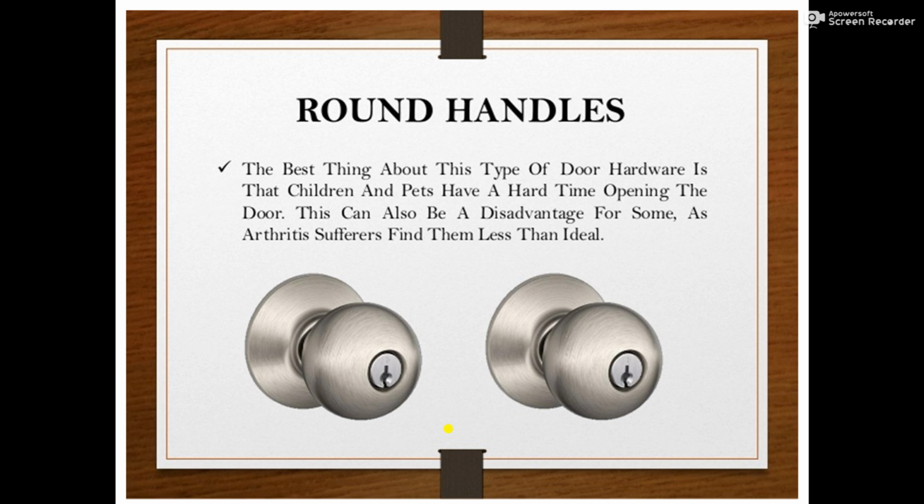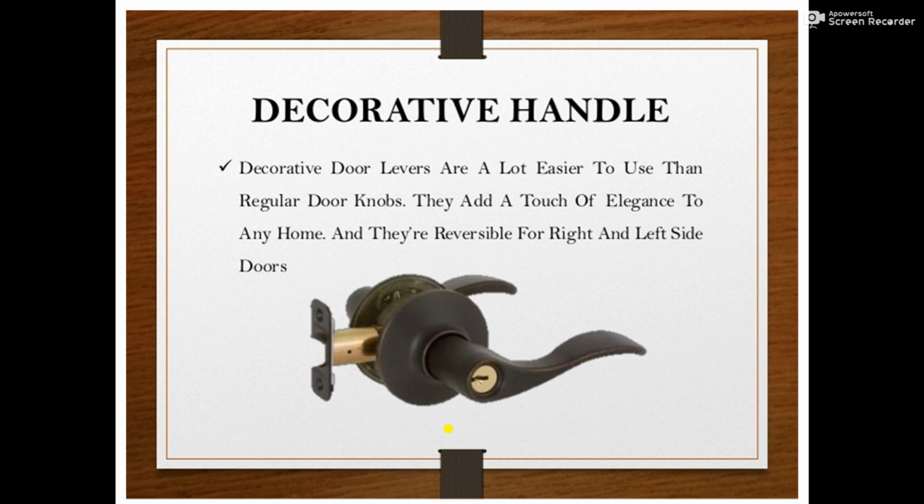We all know these types of handles. The best thing about this type of door hardware is that children and pets have a hard time opening the door. This can also be a disadvantage for some, as arthritic sufferers find them less than ideal. The next type of handle is the decorative handle.